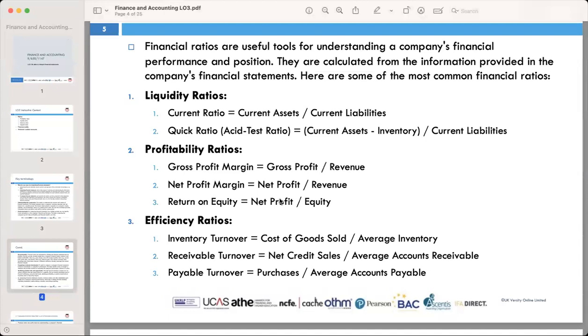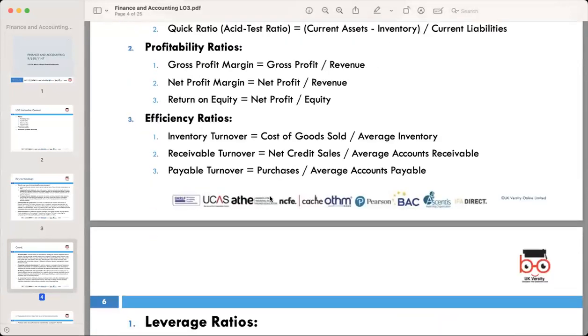Then there are efficiency ratios. There are three types of ratios: inventory turnover, receivable turnover, and payable turnover. So first of all is inventory turnover. This ratio measures how quickly a company sells its inventory. It is calculated by dividing the cost of goods sold by the average inventory.